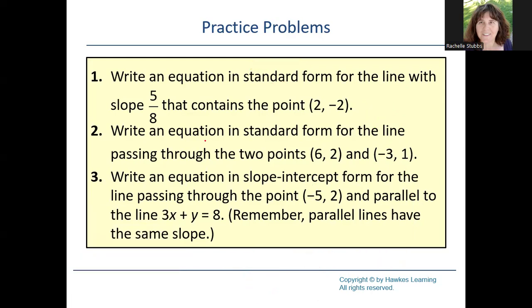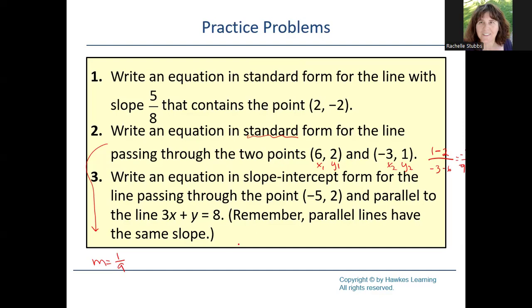Write an equation in standard form. Once again, for the line passing through the 2 points, (6, 2) and (-3, 1). Well, first thing I need to do is find the slope. So I'm going to call this y2, x2, y1, x1. So y2 minus y1 over x2 minus x1. And I'm going to get a negative 1 over a negative 9, or 1/9. So my slope here equals 1/9.